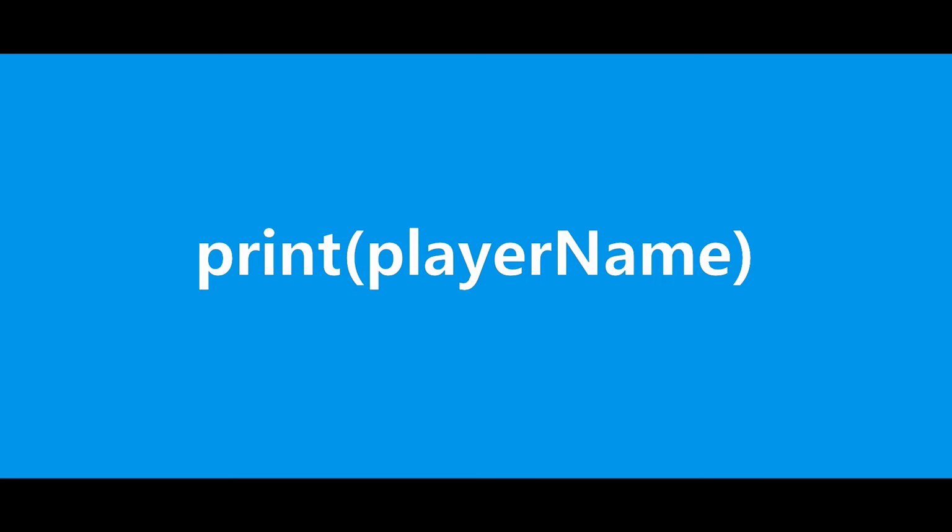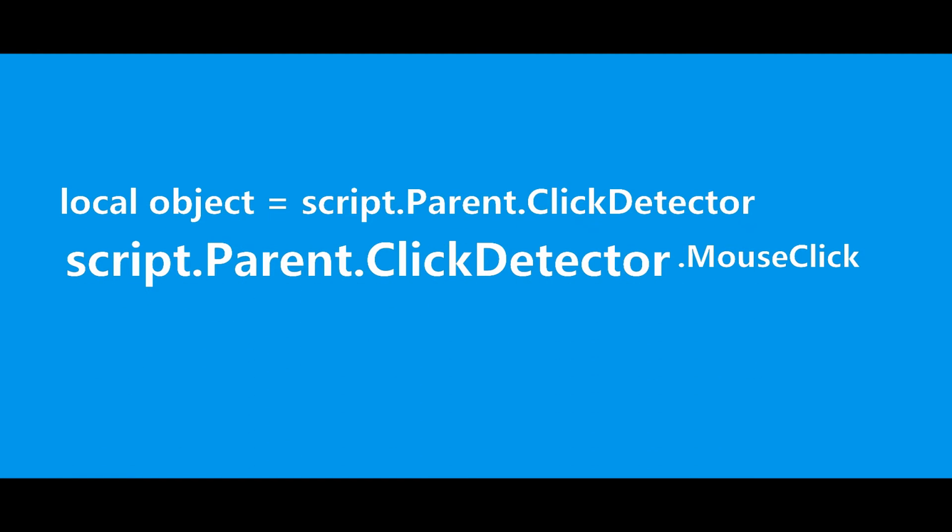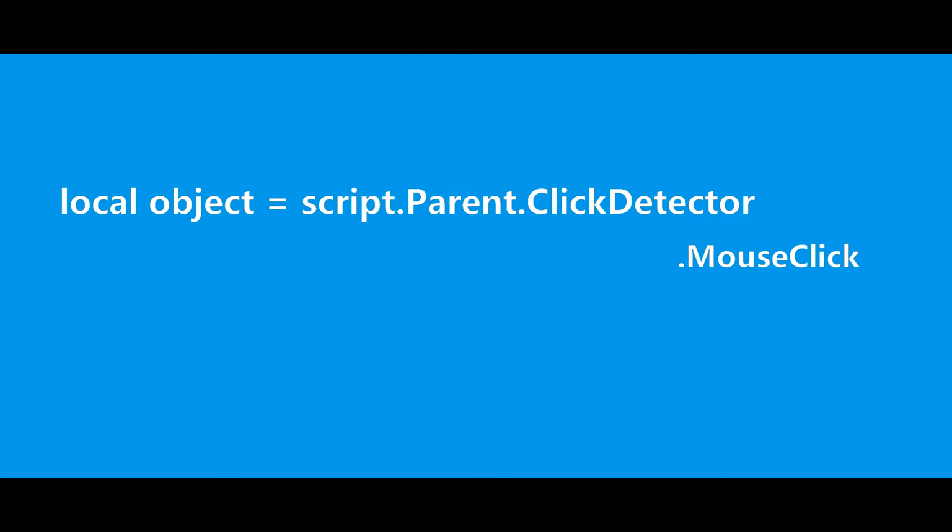So that is for the player's name, but now we can also do the same exact thing with script.Parent.ClickDetector, and then we connect MouseClick. But imagine that we have script.Parent.ClickDetector many times in our script. So instead of doing this, we'll just use a variable. Let's say there is a variable called, for example, local object, and that would equal script.Parent.ClickDetector. Now, whenever we have script.Parent.ClickDetector, instead of typing that, we can just type in object.